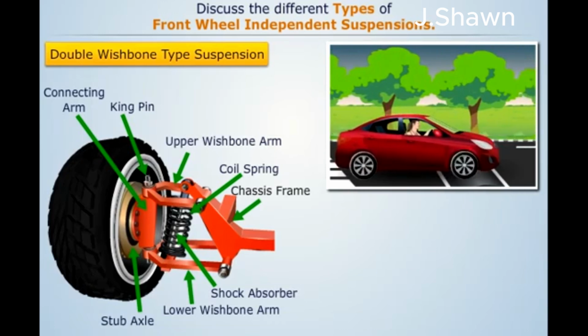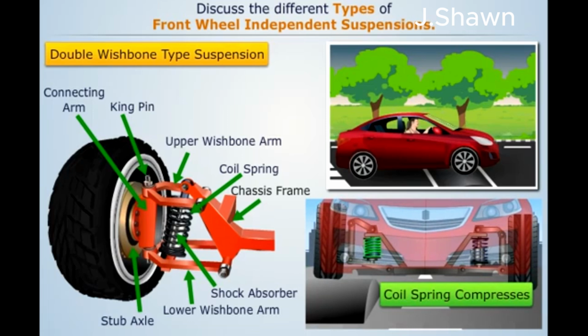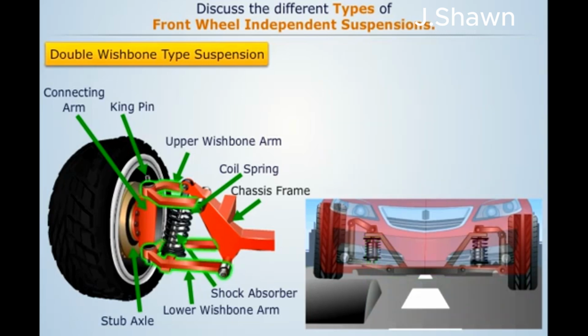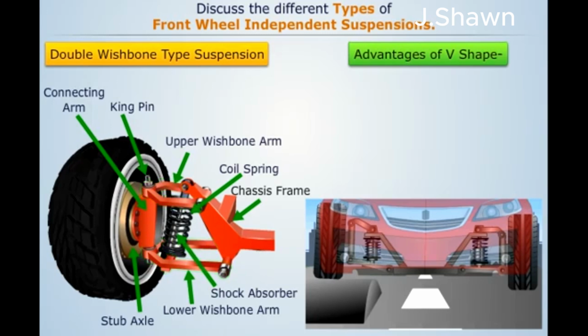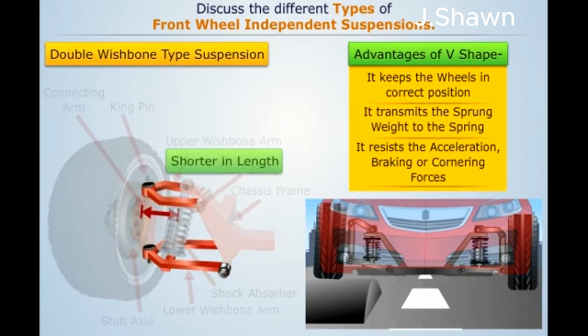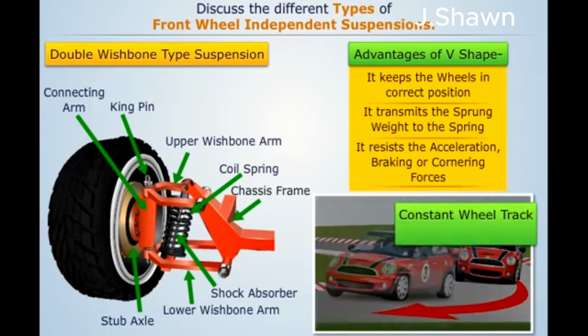Now when the wheel hits a bump, the control arms move up, thus compressing the coil spring. Since the shock absorber is also fitted with the spring, it damps the vibrations set up in the coil spring. The V-shape of the control arm helps in many ways. It keeps the wheels in correct position. It transmits the sprung weight to the spring. It resists the acceleration, braking, or cornering forces. Also, the upper control arm is kept shorter in length than the lower control arm. This is done to keep the wheel track constant while cornering, thereby providing less tire scrub.